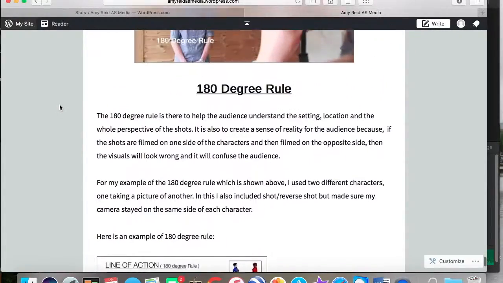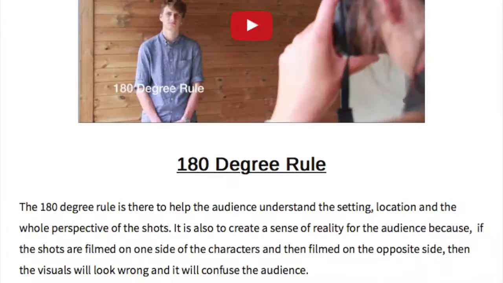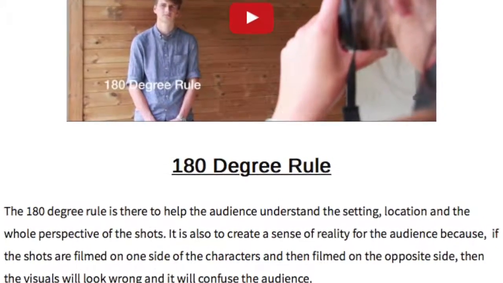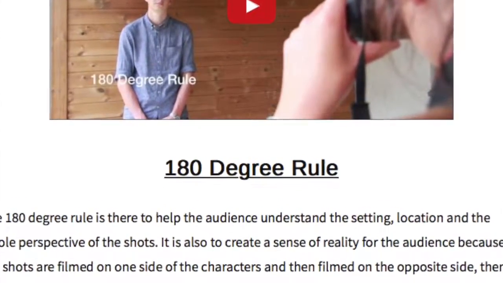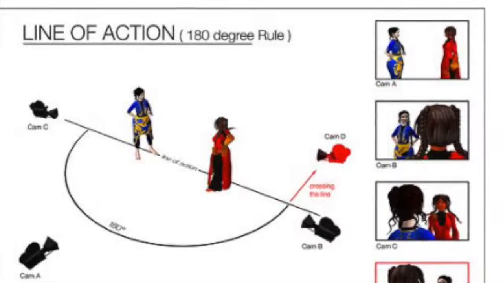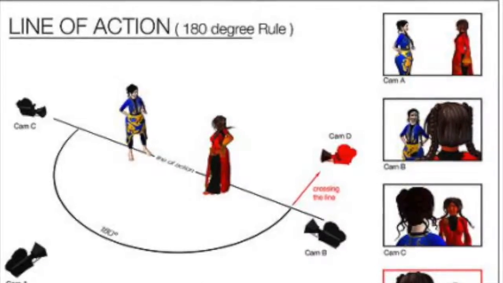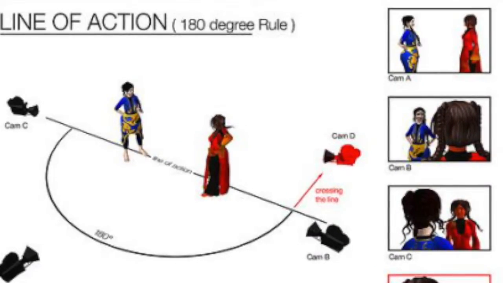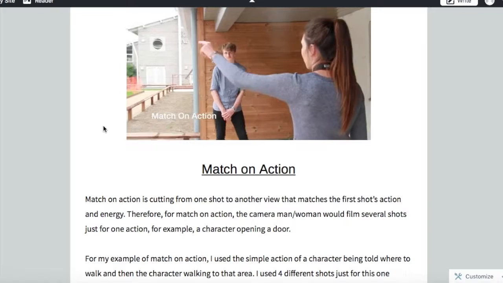The second technique is the 180-degree rule, which is two characters in the same scene that should always have the same right and left relationship to each other. This creates a realistic effect on the film and helps the continuity of the shots to make sense. My opening sequence uses the 180-degree rule throughout, which adds to the continuity editing technique for more of a professional feel.